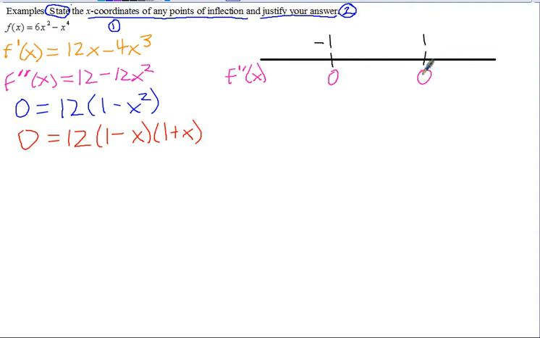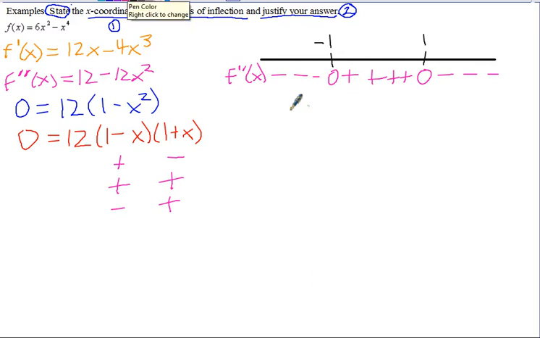And then we can test negative 2. 1 minus negative 2 is going to be positive. 1 plus negative 2 is negative. Positive times a negative is negative. Between negative 1 and 1, you could test 0. 1 minus 0 is positive. 1 plus 0 positive. Positive times a positive is positive. You could test 2. 1 minus 2 is negative. 1 plus 2 is positive. Negative times a positive is negative.